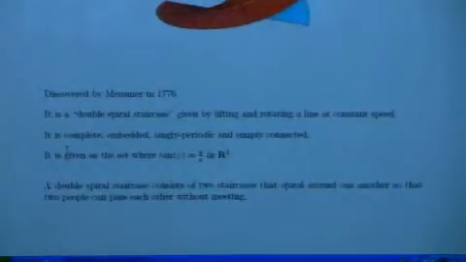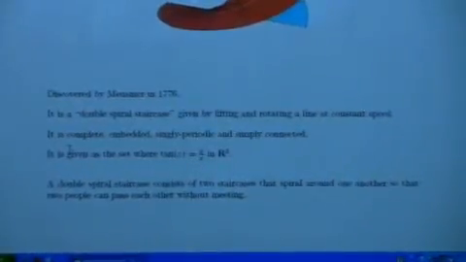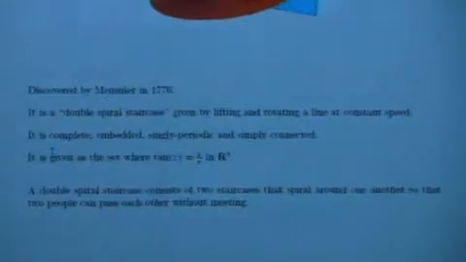But okay, so this is a complete, embedded, singly periodic, and simply connected surface. It is given by a graph. If you think of this in polar coordinates, as a set, it's where the tangent of z is y over x. In other words, this is like the graph of the function theta in polar coordinates. So z is arctangent of y over x. This is the graph of theta. It's actually the graph of theta and theta plus pi for the two corresponding sheets.